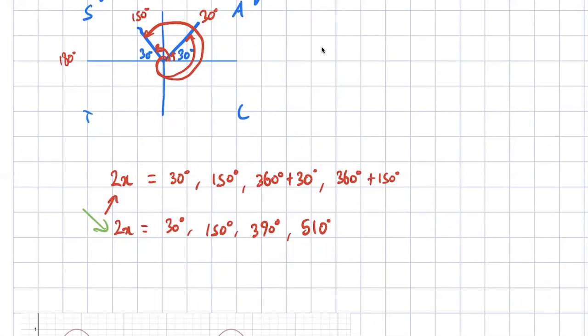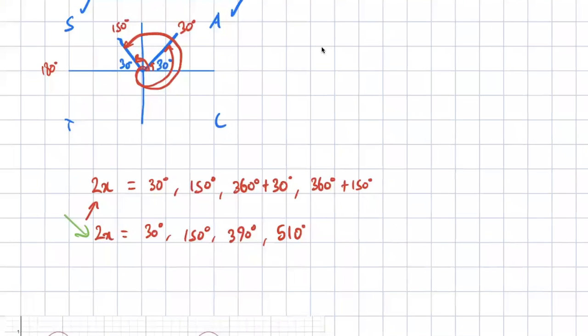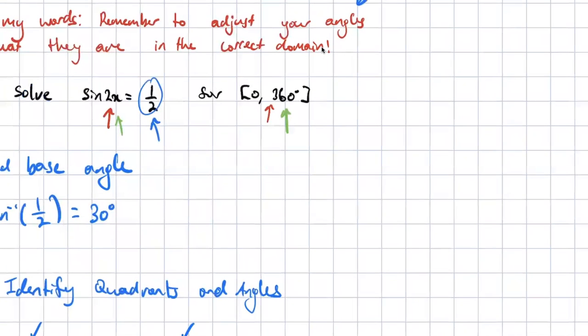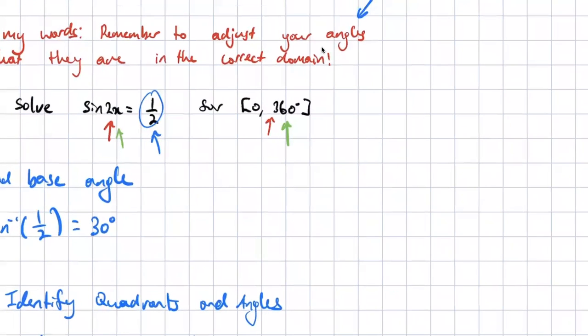So we want to get our x by itself, okay? So what we're going to do is divide everything by 2, and we now have x equals 15 degrees, 75 degrees, 195 degrees, and 255 degrees. And these are actually our final answers. But I want to explain a little bit more as to why this actually occurs, okay? Why are we going around the unit circle twice when we're finding our solutions?